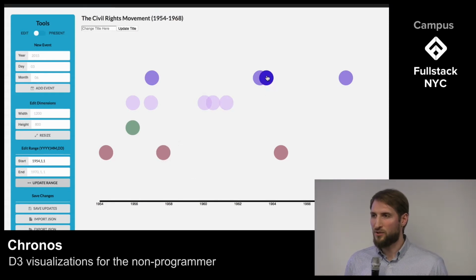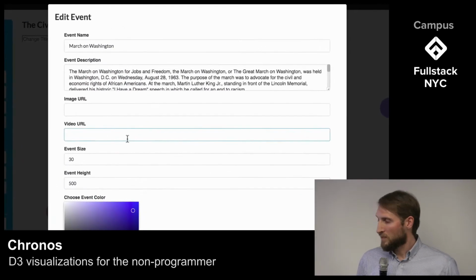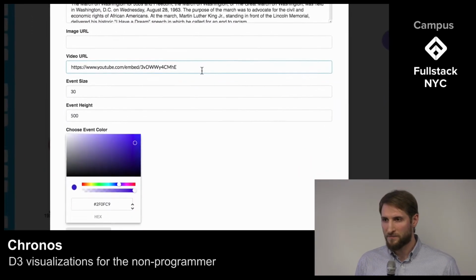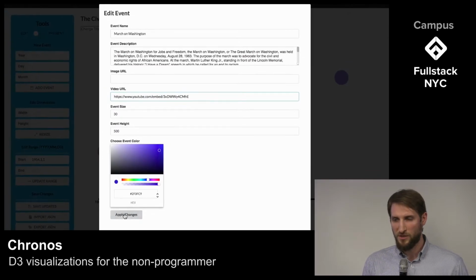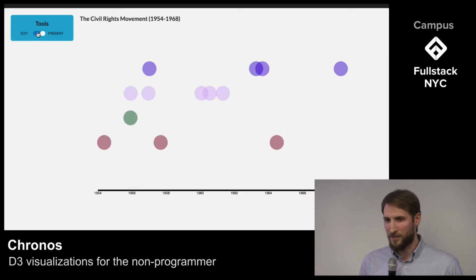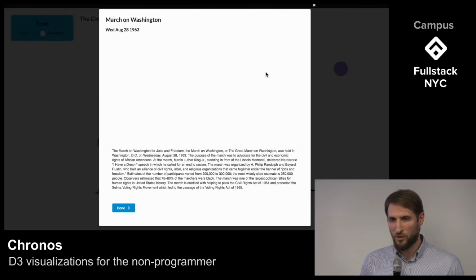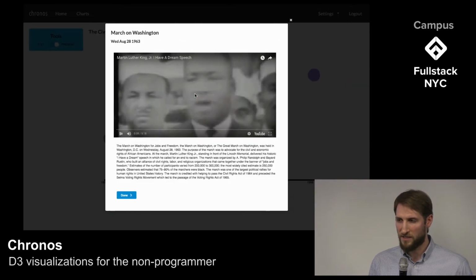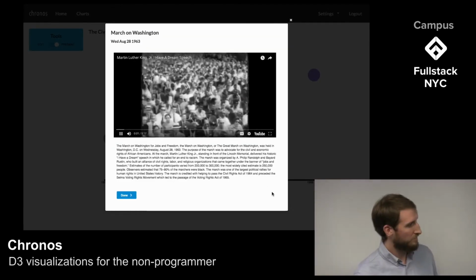This event looks like it could use a video. Let's paste in the video URL. Now, when we switch over to presentation mode, we can click back on that event and see the video play. Now that you have a taste of what Chronos can do, I'll let Chung explain the technology behind Chronos.